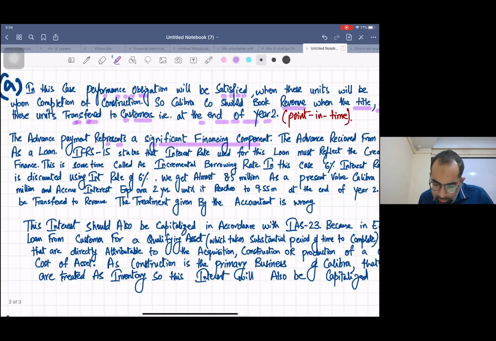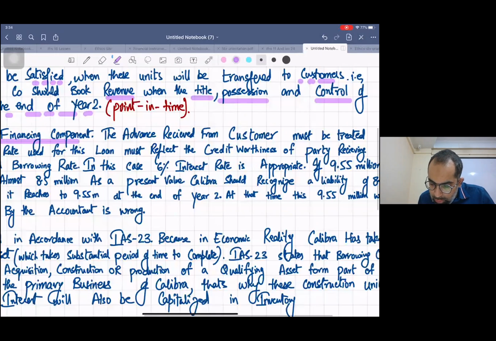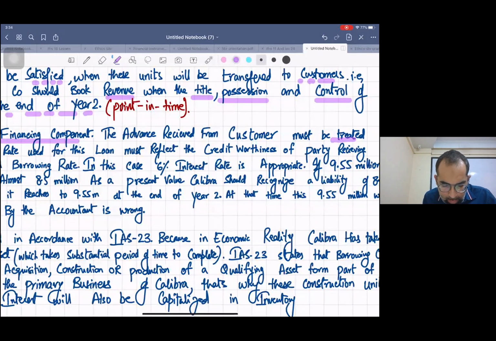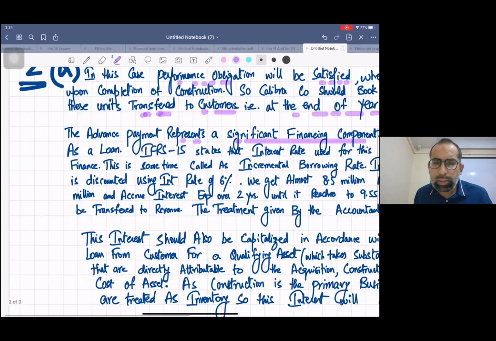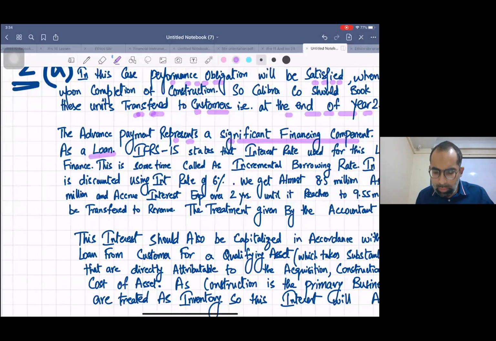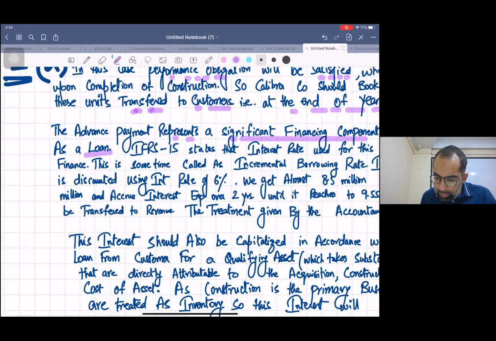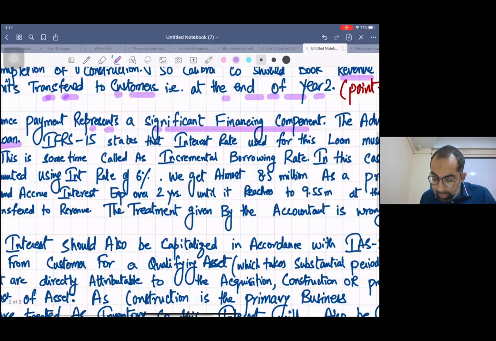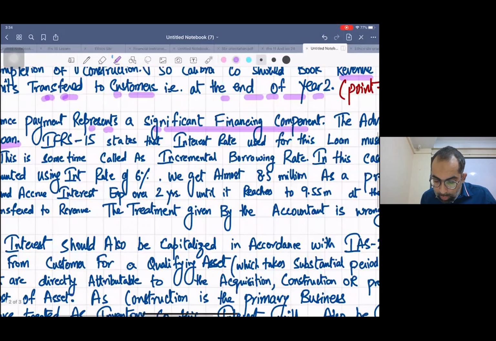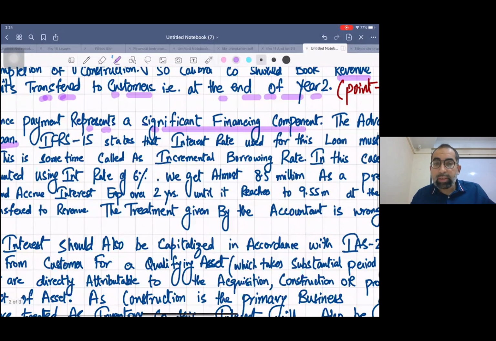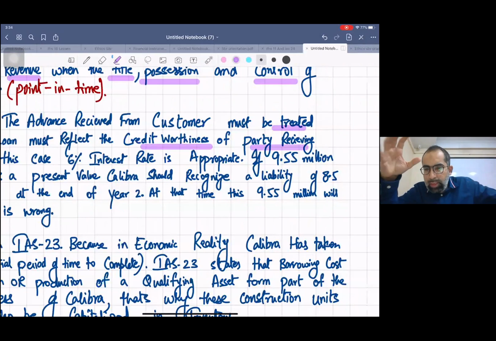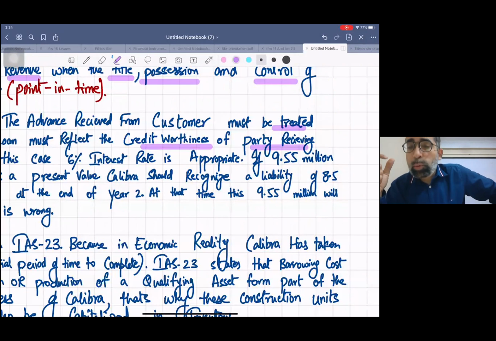The advance received from the customer must be treated as a loan. This is the simple treatment according to the new standard. Now IFRS 15 states that the interest rate used for this loan must reflect the creditworthiness of the party receiving, meaning us. We are going to receive the advance payment, so our creditworthiness is relevant.